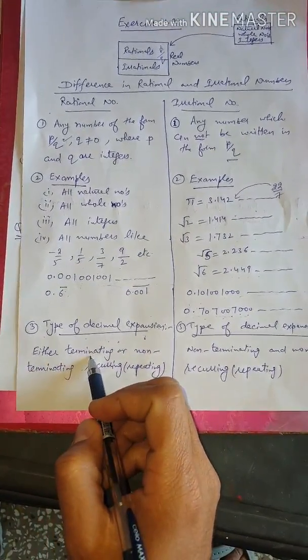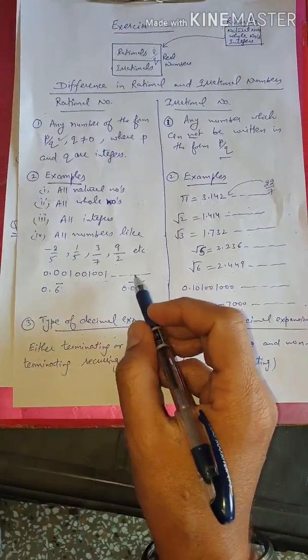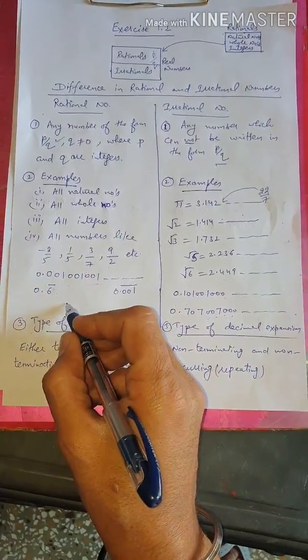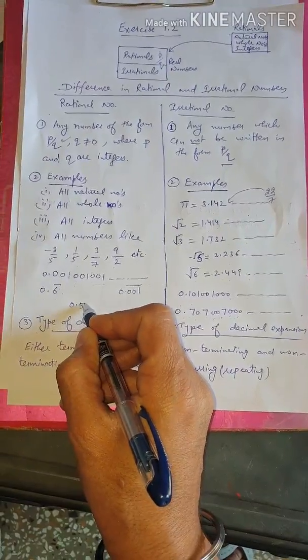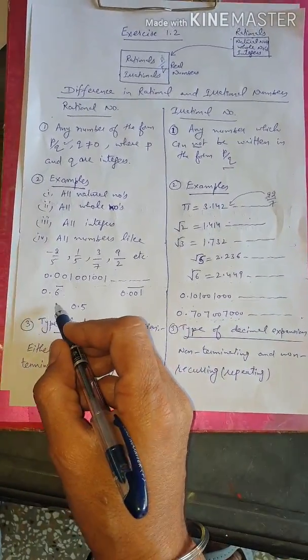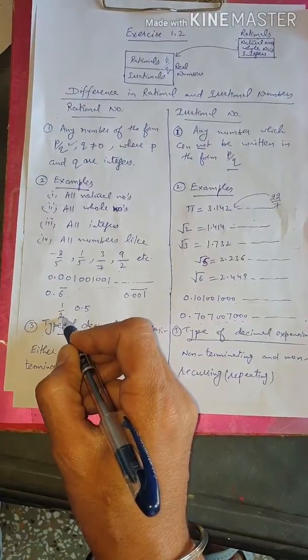So remember the type of decimal expansion for rationals. Either terminating. Terminating means a complete answer. We can give some examples here like 0.5 only, which you will get after dividing 1 by 2.